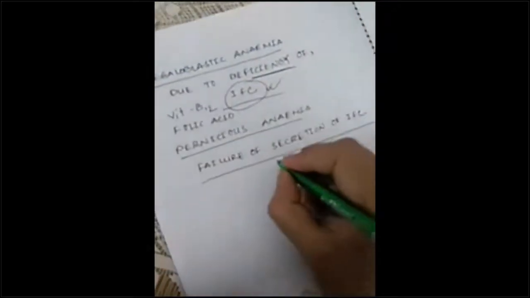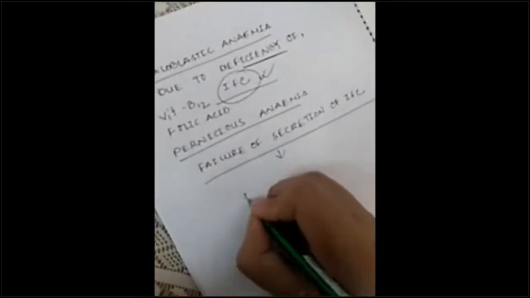But in case of pernicious anemia, there is a failure of the intrinsic factor of Castle. Due to this failure, there is reduced absorption of vitamin B12. So there is a difference between megaloblastic anemia and pernicious anemia. Pernicious anemia is the anemia due to the failure of secretion of intrinsic factor of Castle. As a result, it reduces the absorption of vitamin B12.